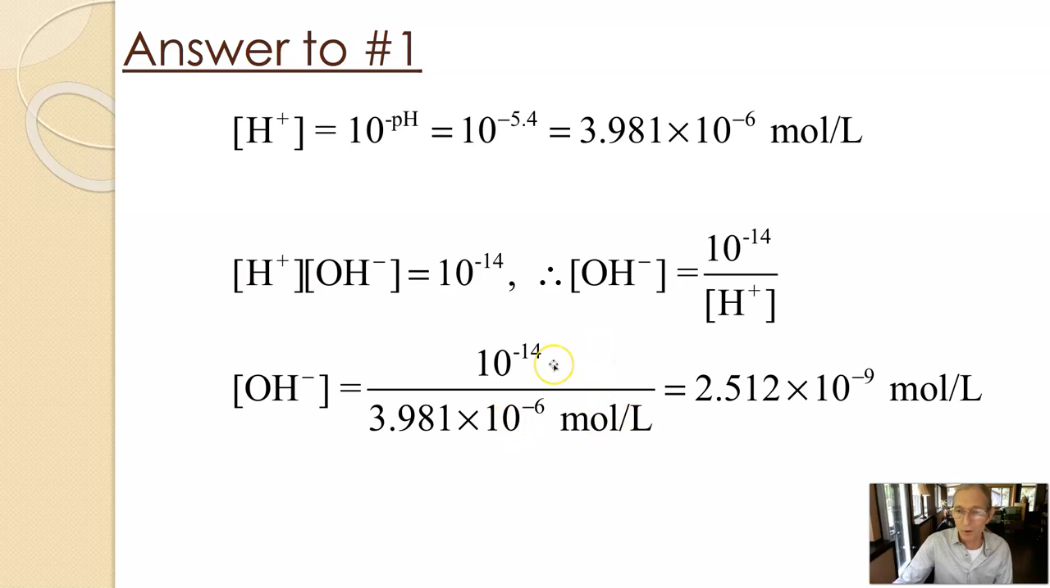And remember, this is mole per liter squared, so you're going to get the units canceling, and you wind up with mole per liter in the numerator, and our value is 2.512 times 10 to the minus 9. Now, I've rounded this a little bit, but if you take the product of these two, you'll get very close to 1 times 10 to the minus 14.